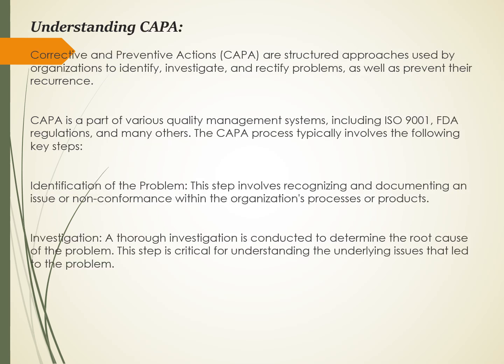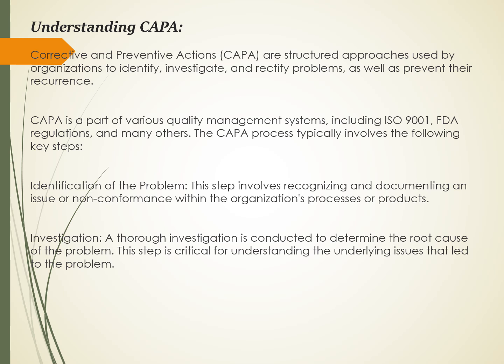Corrective actions and preventive actions are structured approaches used by organizations to identify, investigate, and rectify problems as well as prevent their recurrence. CAPA is part of various quality management systems, including ISO 9001, FDA regulation, and many others. The CAPA process typically involves the following key steps.